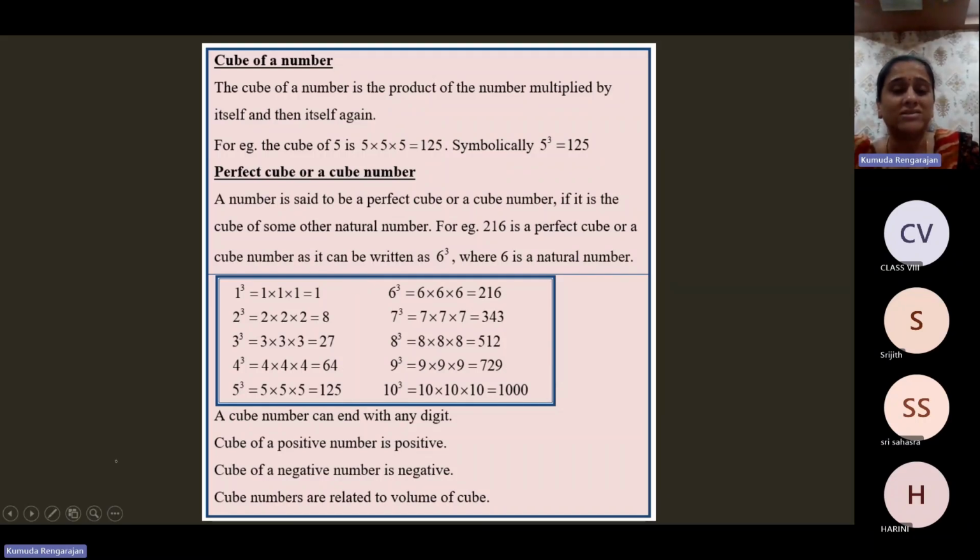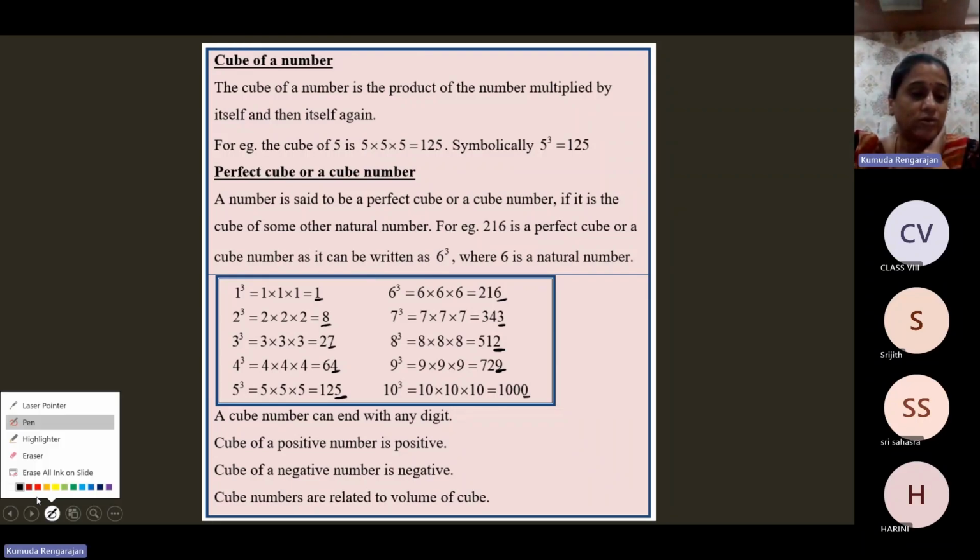Let's check the ones digit, or the unit digit, in all these cubes. Okay, we'll search from 0. So see here, 0, 1, 2, 3, 4, 5, 6, 7, 8, and 9. So we see that a cube number can end with any digit from 0 to 9.